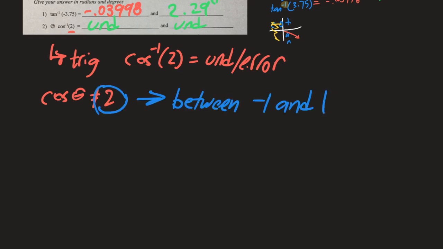So if you have a value that you're putting in that inverse, or you're getting a cosine answer that is in that wrong area, it doesn't make sense. You're just not going to get an actual answer.